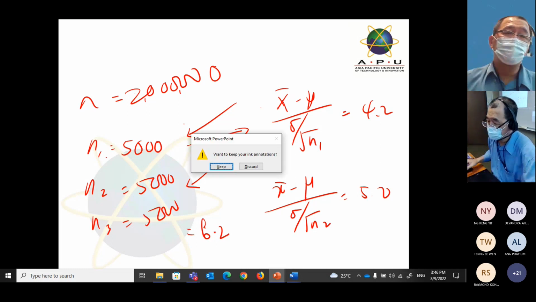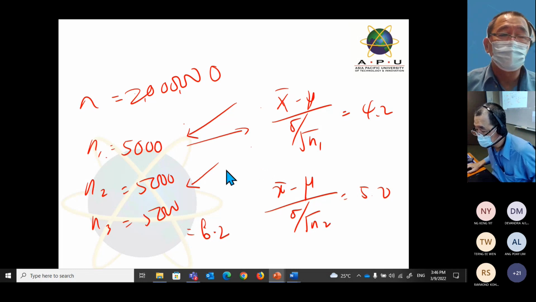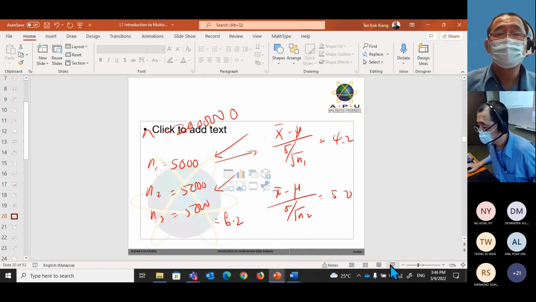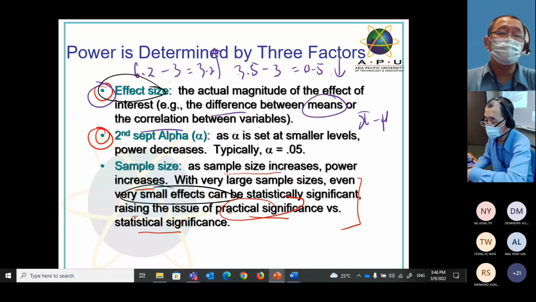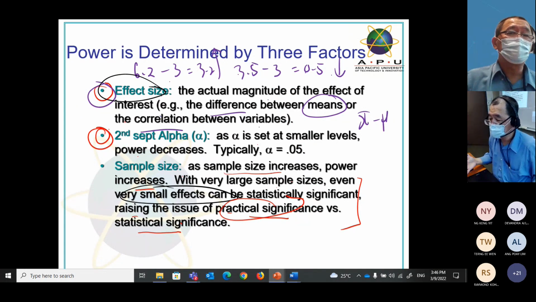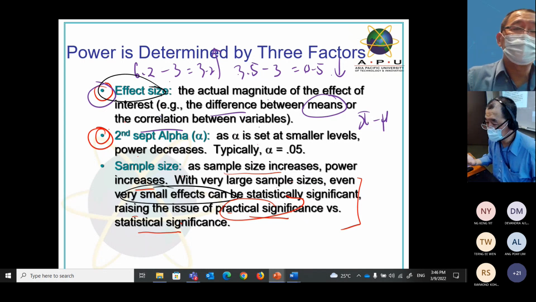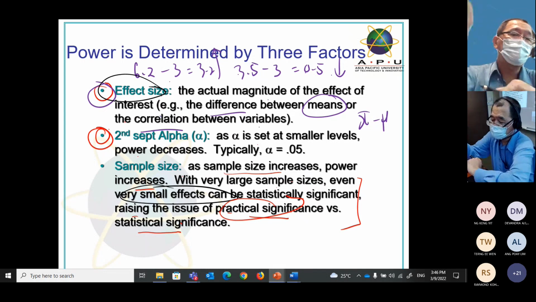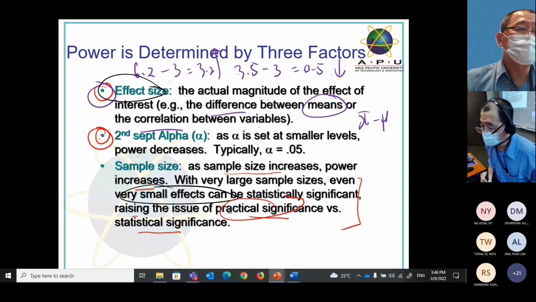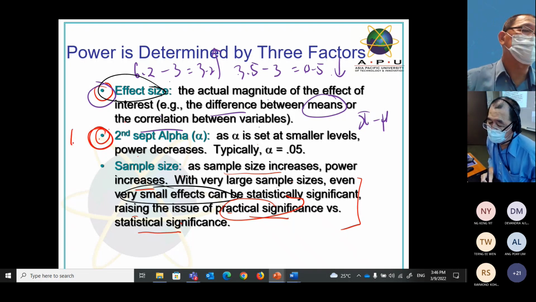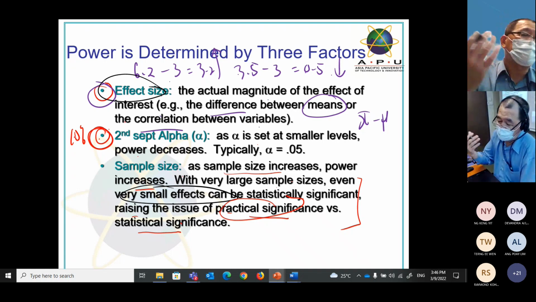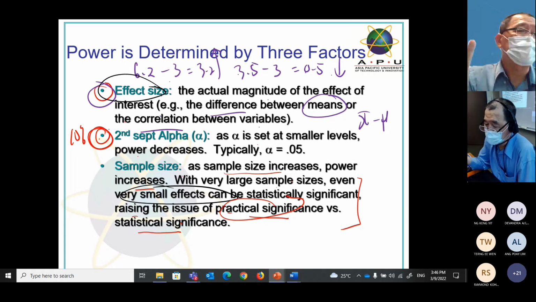Because the result is actually easily affected by the sample size. As already mentioned here, the power is easily affected by these 3 factors, especially sample size. So people may question you, why you use 10%. 10% makes it easy to reject the null hypothesis. If people ask you to use 5%, okay, use 5%.